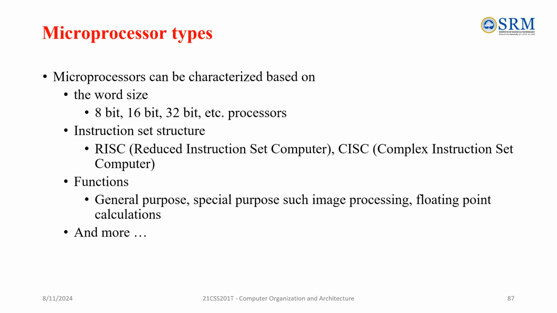So there are any number of microprocessor types. They are characterized by the word size. You call them an 8-bit microprocessor, a 16-bit microprocessor, or a 32-bit microprocessor. The second thing is they are also characterized by their instruction set structure. You have two types, RISC and CISC, that is reduced instruction set computer and complex instruction set computer. And by function, general purpose or special purpose, such as image processing and floating point calculations.